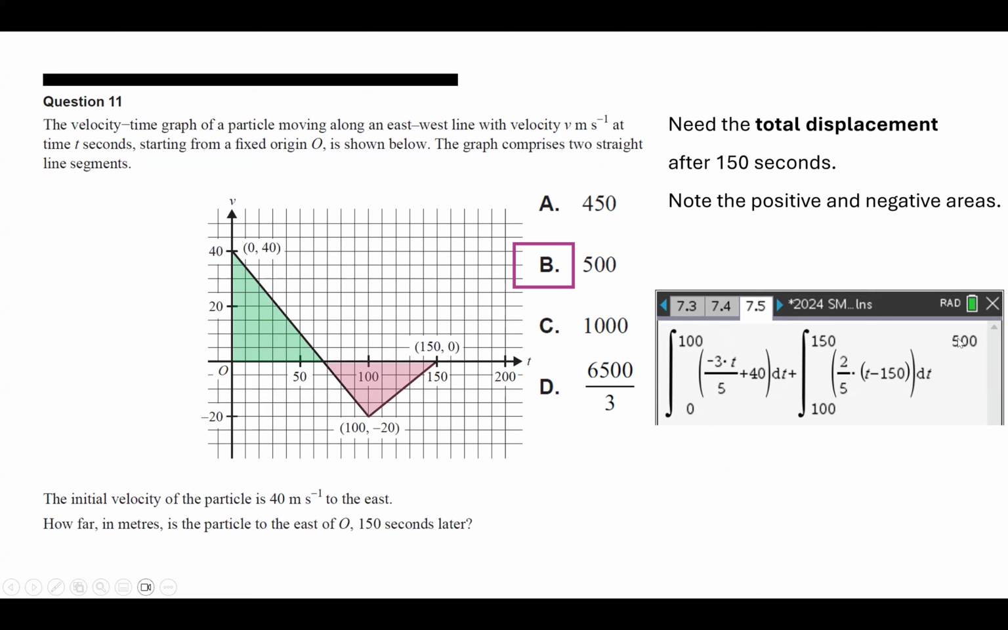And the final answer is 500, okay? The final answer is 500. That indicates my remaining displacement to the east. That's why it's 500 meters relative to the origin, the starting point.